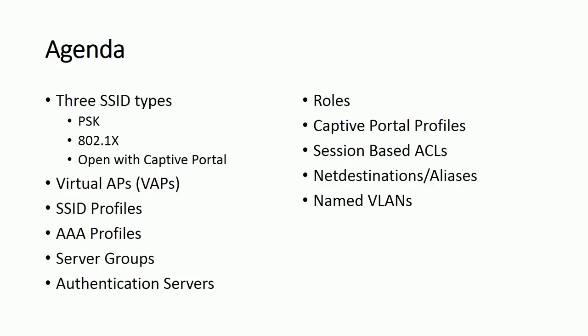Here's our agenda. We're going to be talking about the three primary types of SSIDs, which are pre-shared key, 802.1x, and an open SSID with captive portal. That's usually used for guest. Everything else you see here on this slide is more or less the types of profiles and components that we need to configure on the Aruba controller to support these SSIDs.